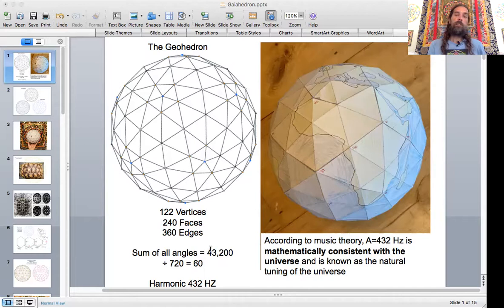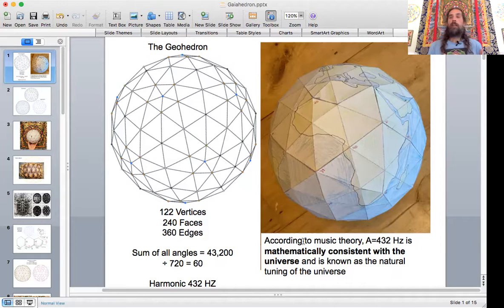That was really cool because of 432. If you're familiar with 432 music compared to 440 hertz, people believe, according to music theory, that 432 hertz is a more mathematically consistent starting vibration, with the note A equaling 432 hertz rather than 440. It's known as the natural tuning of the universe.